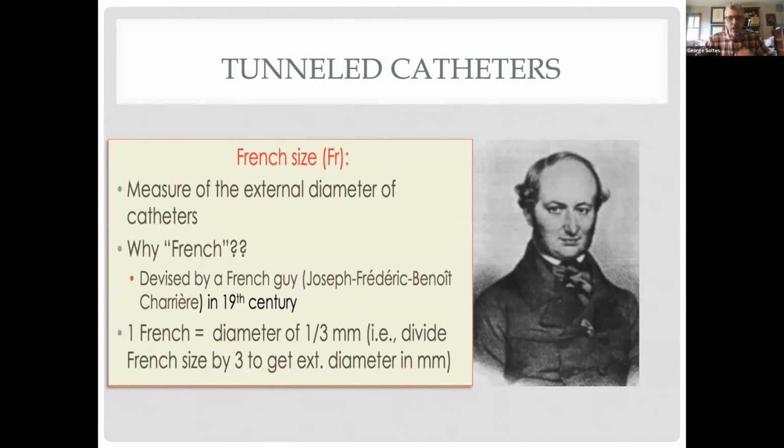And the bottom line is a French equals a diameter of 1/3 of a millimeter. So basically you divide French size by 3 to get the external diameter in millimeters. So that's why a 6 French catheter, if you measured its diameter with a little bitty ruler, it'd be 2 millimeters in diameter.